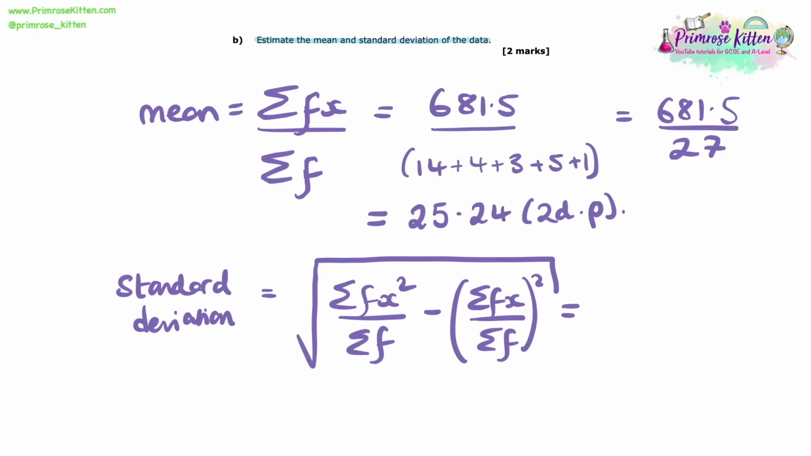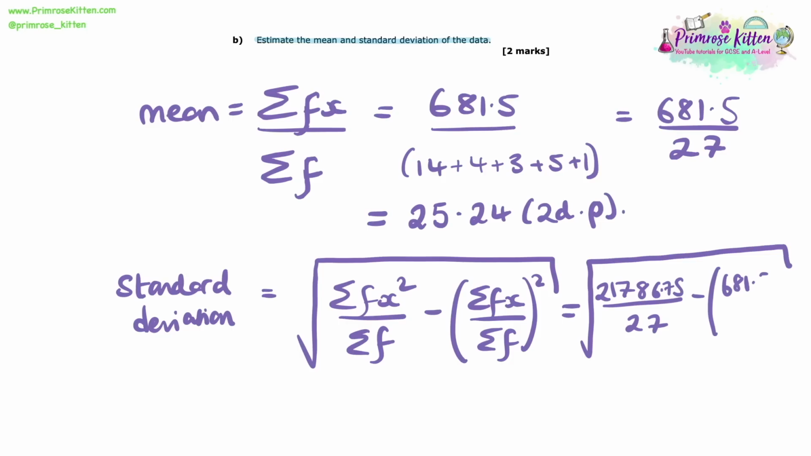So here we know what the sum of fx squared is. We were told that on the previous page. So here we've got the square root of 21,786.75 divided by that 27. And then I'm going to subtract the 681.5 over 27 squared. Now, if I put that into the calculator, that will do all the work, and I end up finding that the standard deviation equals 13.03 to 2 decimal places.